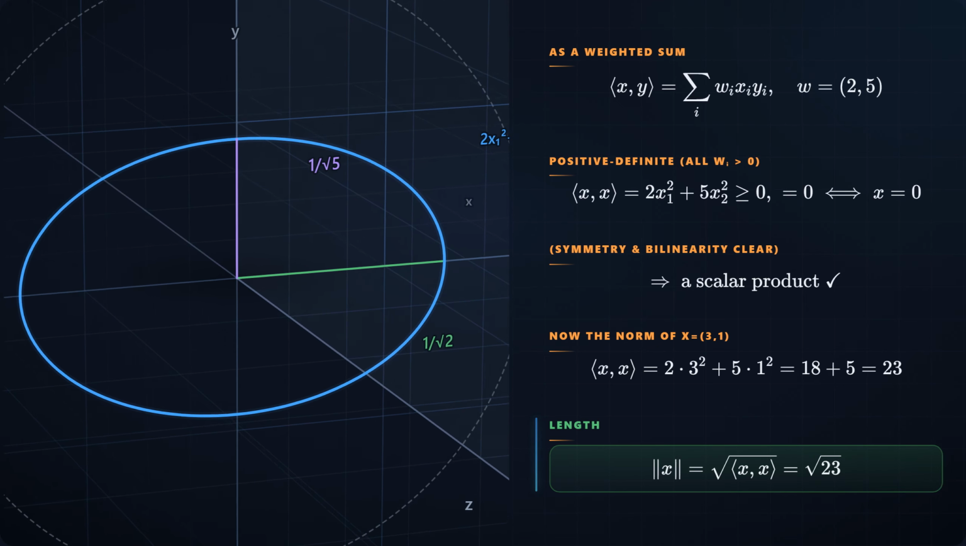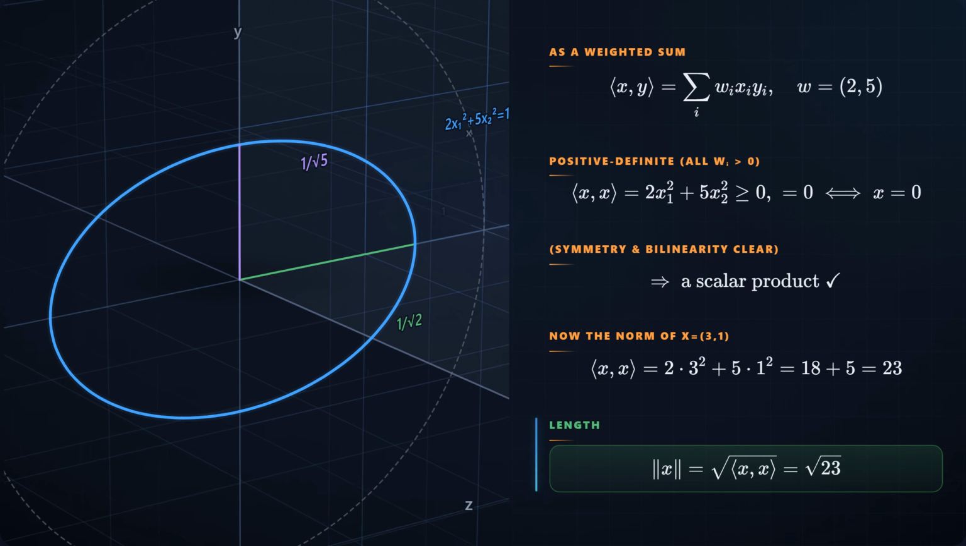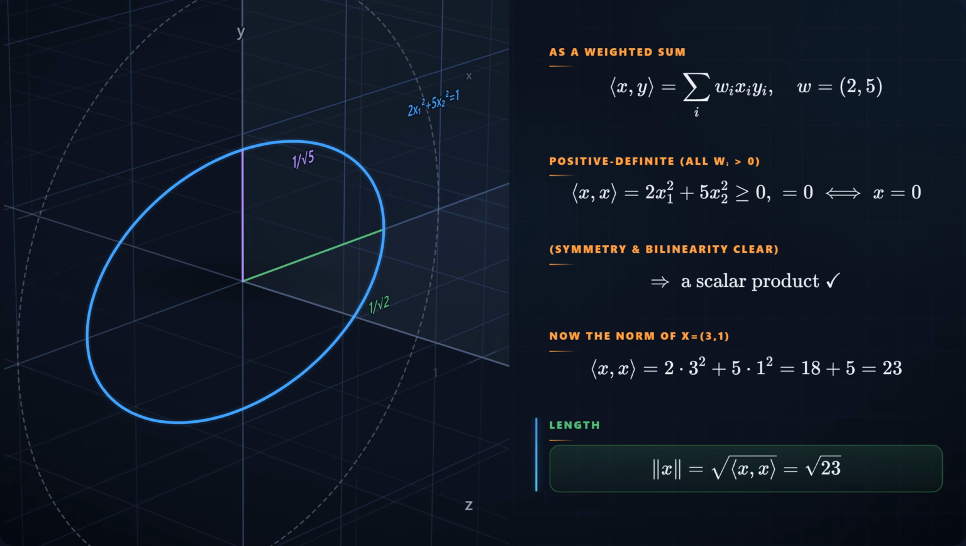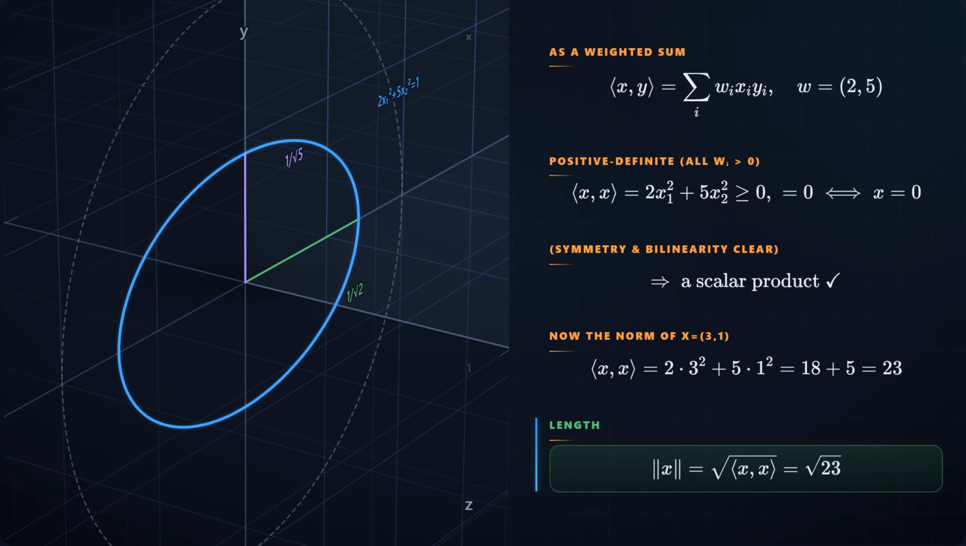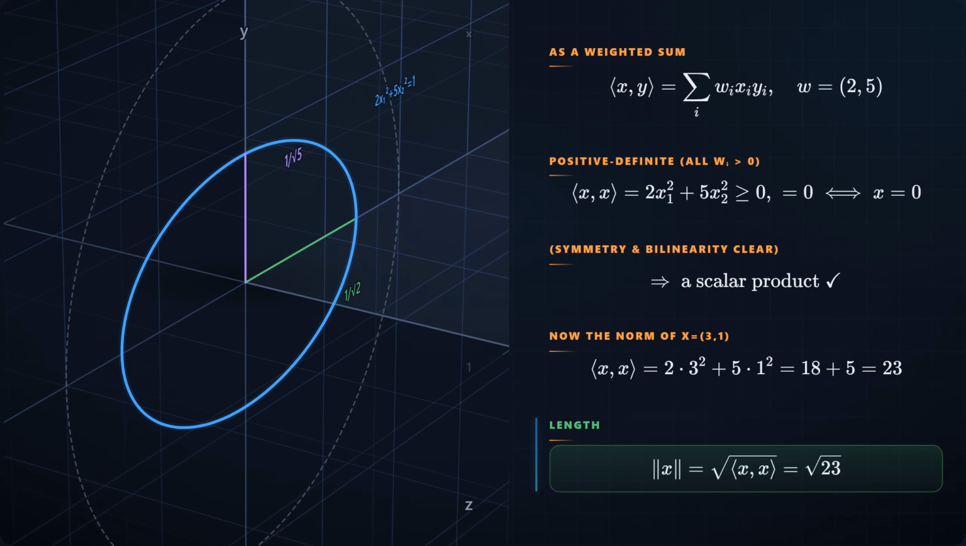Geometrically, the unit vectors form this ellipse. 2x1 squared plus 5x2 squared equals 1, squashed harder where the weight is bigger, with semi-axes 1 over root 2 and 1 over root 5.